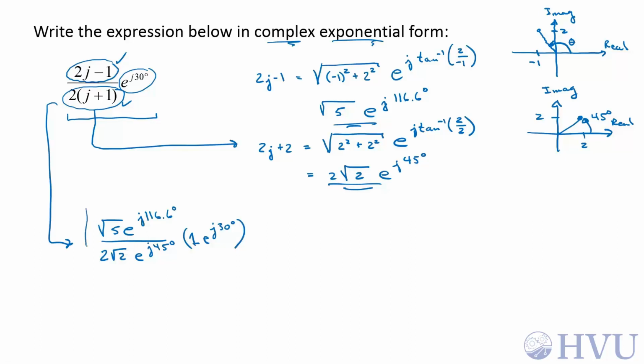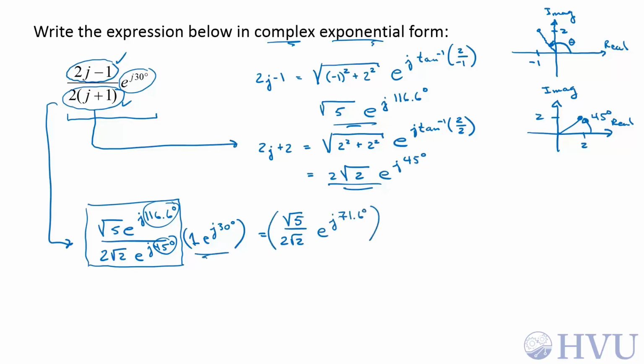So we have a division and a multiplication involved. Let's first do the division between these two. Dividing two complex numbers in polar coordinates, I divide the magnitudes, so that's square root of 5 over 2 times the square root of 2, and I subtract the phases. That becomes e to the j 71.6 degrees.